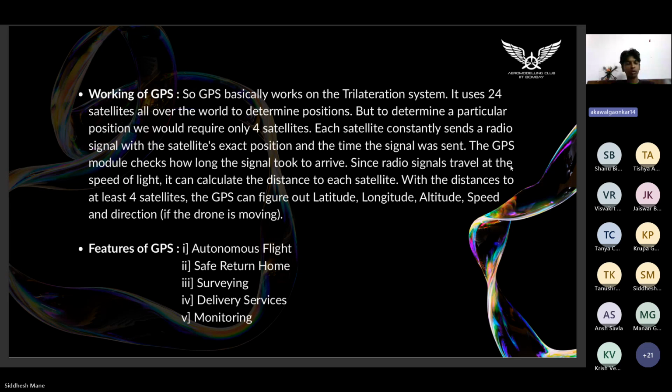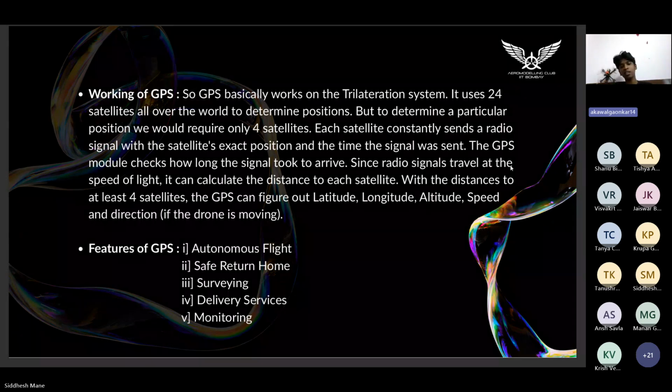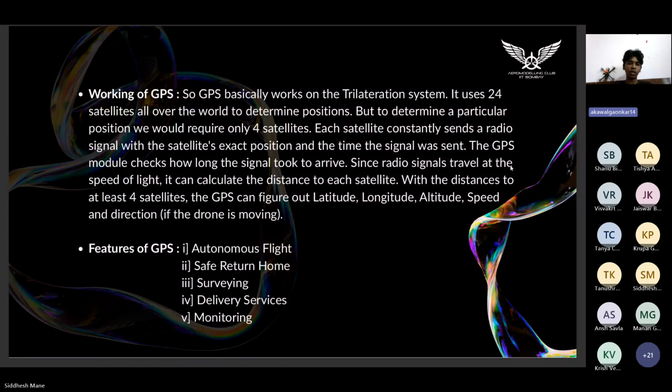So, working of GPS. How does GPS work? You will be curious how GPS works. GPS basically works on a trilateral system. It uses 24 satellites all over the world to determine positions. But to determine a particular position, we would require only 4 satellites.